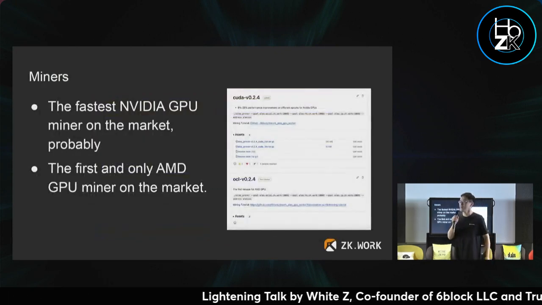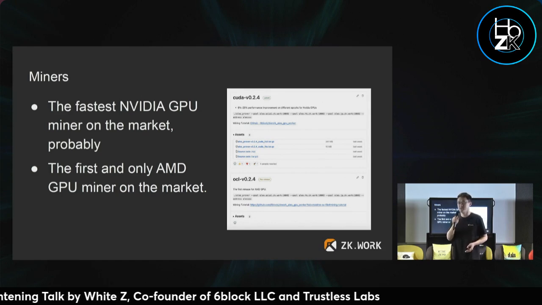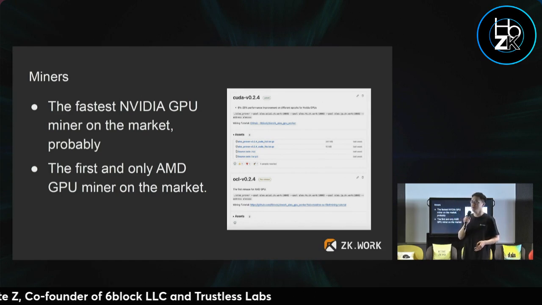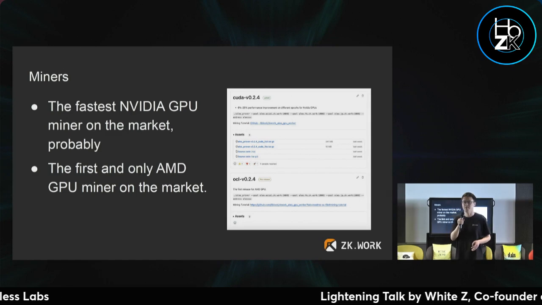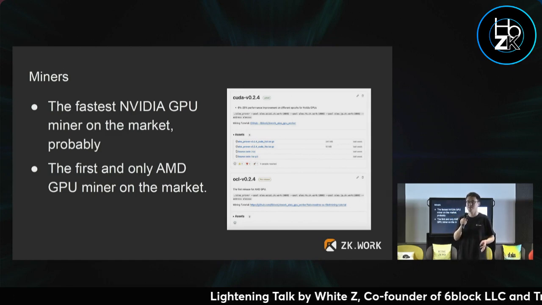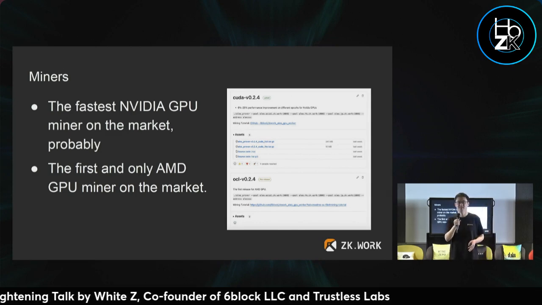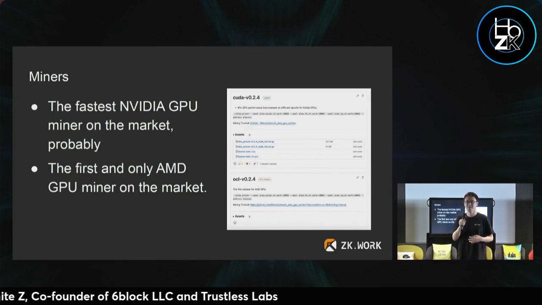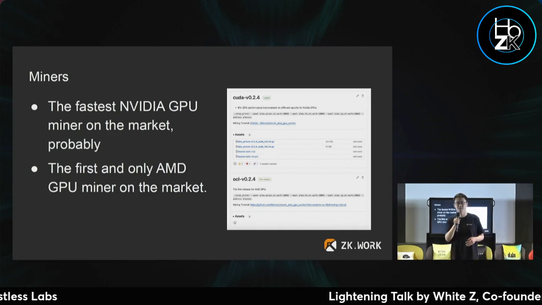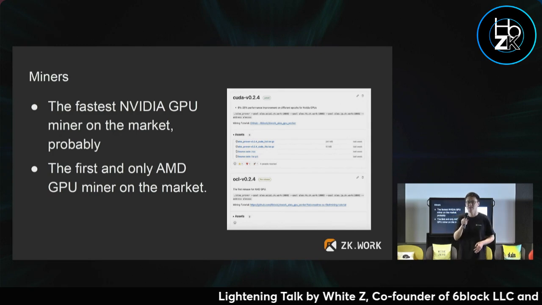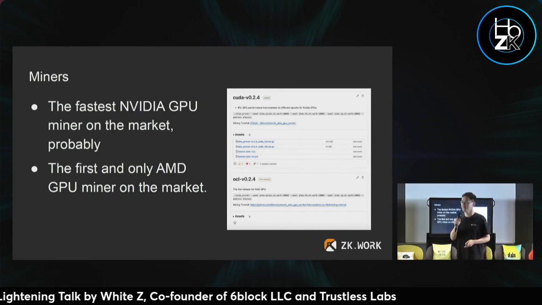Okay, we also provide the mining software, or we can call it miners, to the public. Right now, we probably have the fastest NVIDIA GPU miner on the market. We also did some benchmarks against other mining pools, and right now we are the fastest, but we are not sure if we can still hold this position in the future. And we also have the first and the only AMD GPU miner on the market. So right now, if you want your AMD GPUs to mine Aleo, the only choice is us.